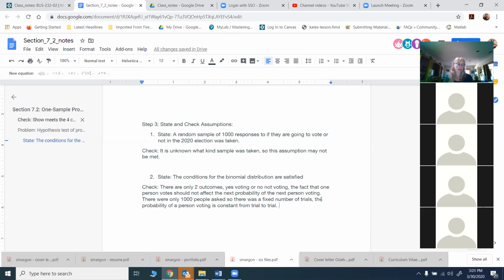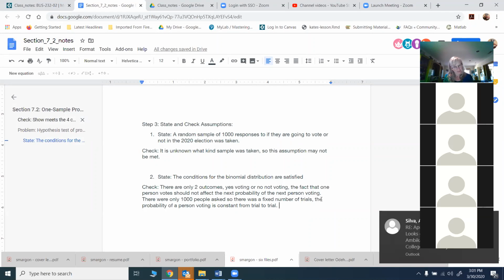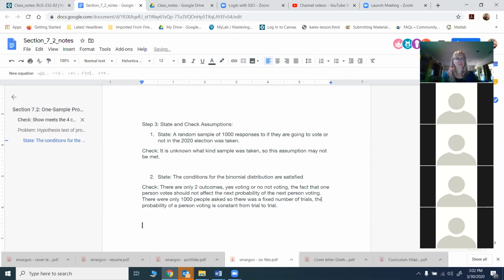If you think about it, if I were to take a multiple choice test, my first question only has 4 responses, but my second question has 5, then my probability changes from each question. But the answer to number 1 does not change the answer for number 2. Right. Got it. Okay. All right, so there's that state and check.